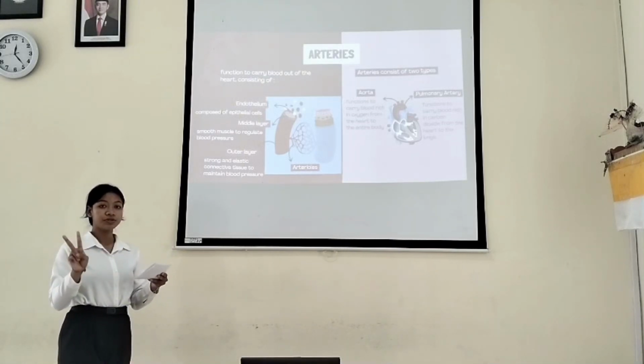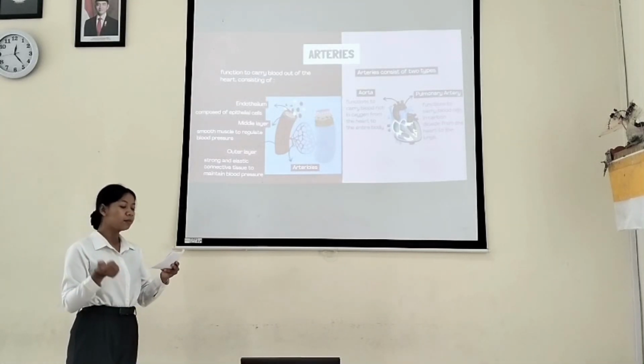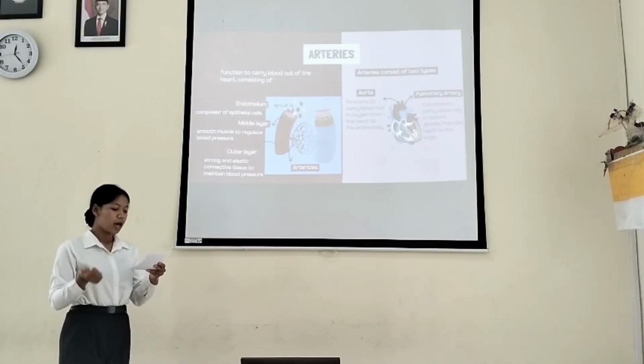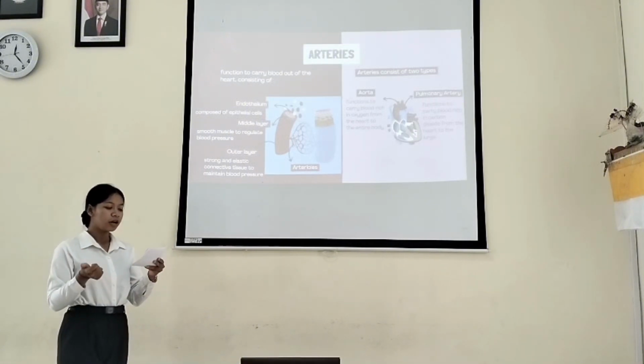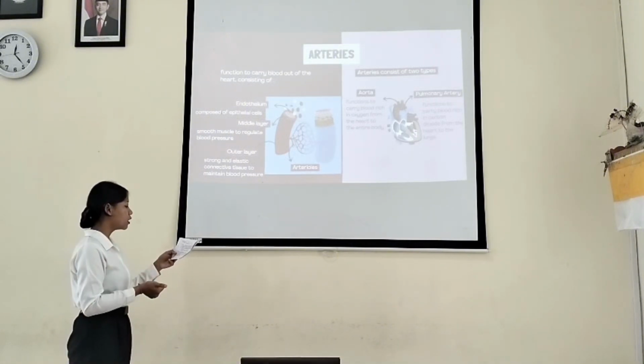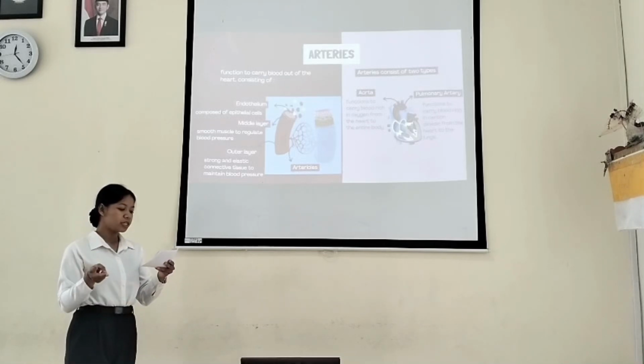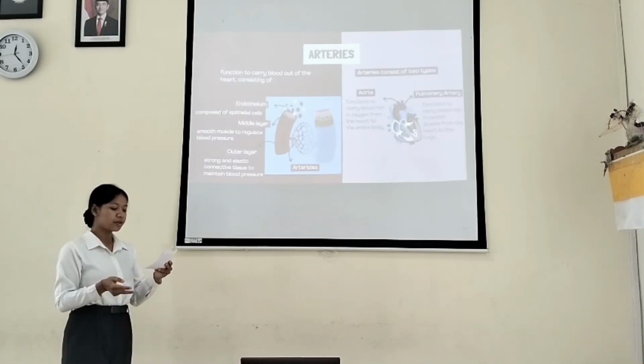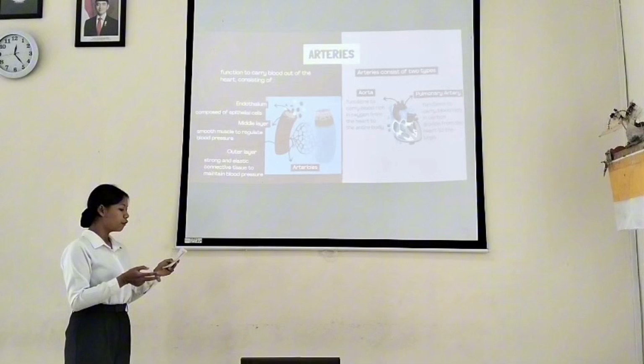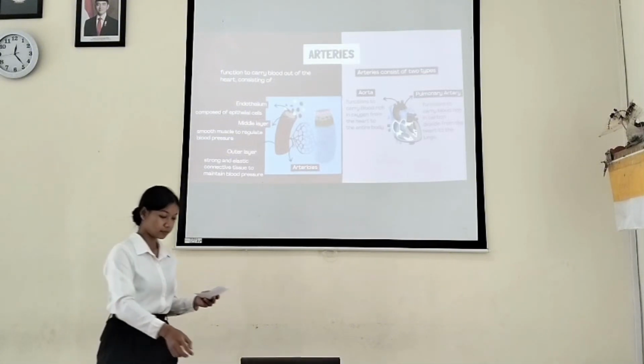Arteries consist of 2 types, namely aorta and pulmonary artery. Aorta function to carry blood rich in oxygen from the heart to the entire body. 2 is pulmonary artery, function to carry blood rich in carbon dioxide from the heart to the lungs.